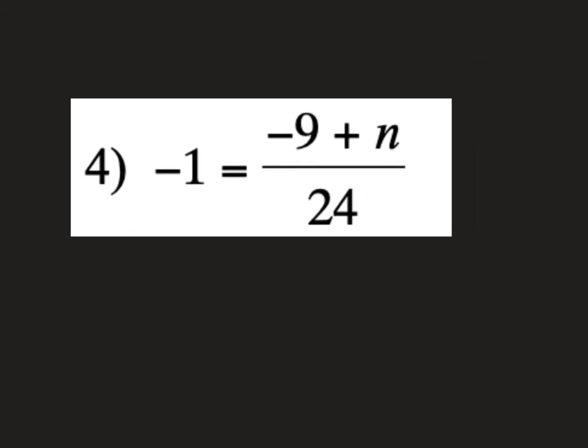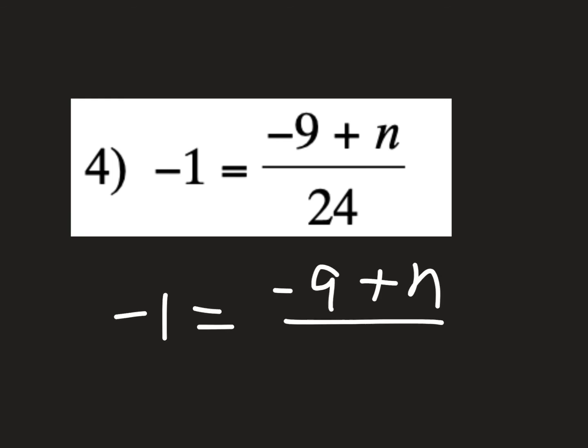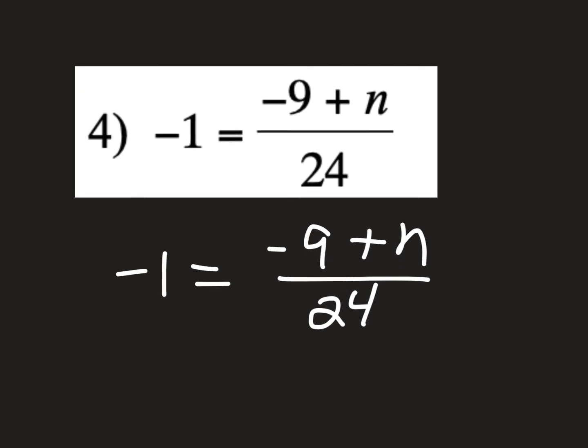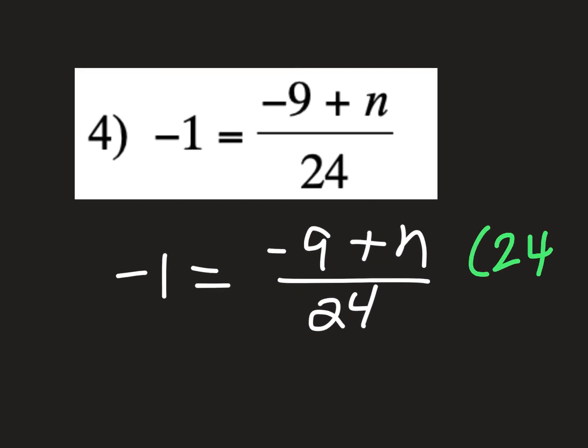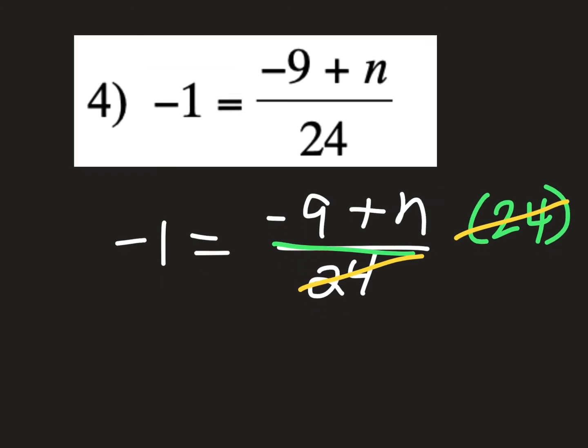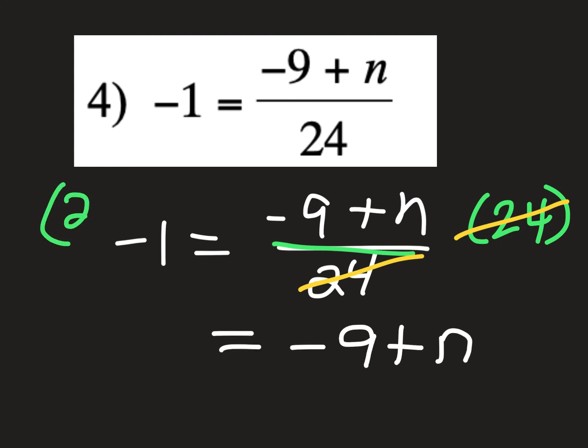Okay, last but not least, we've got the same thing happening in this one that we did in the last example. That negative 9 plus n is trapped up there above the 24. So we've got to cancel out the 24 before we do anything else. And the opposite of dividing by 24 is multiplying by 24. Those 24s are going to cancel each other out, which is going to leave you with negative 9 plus n.